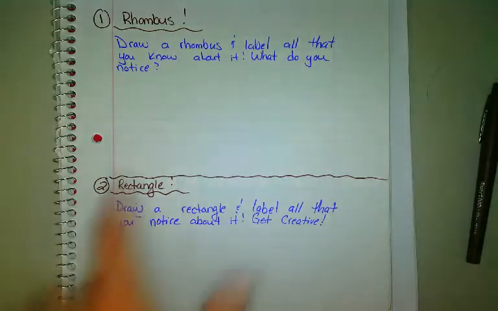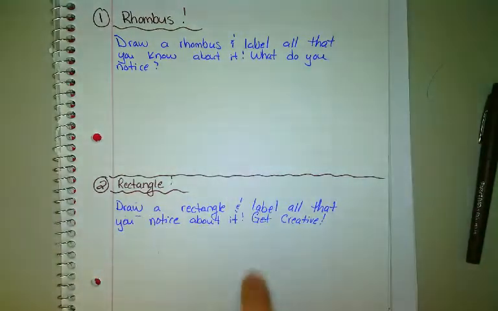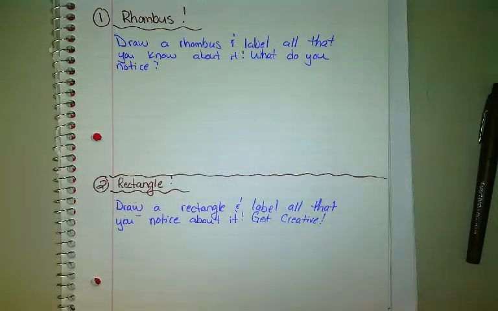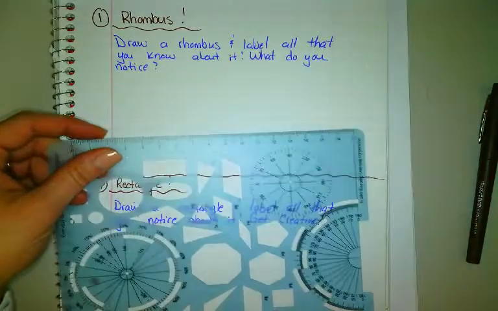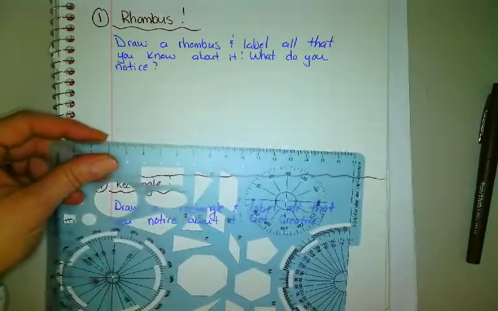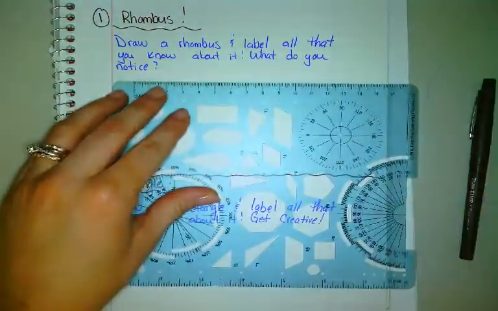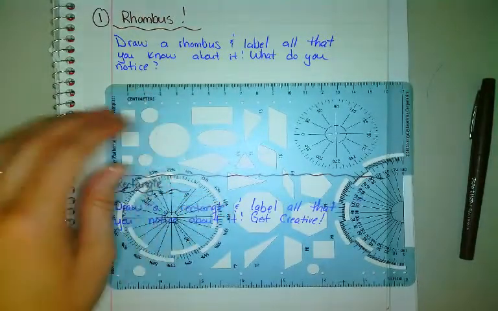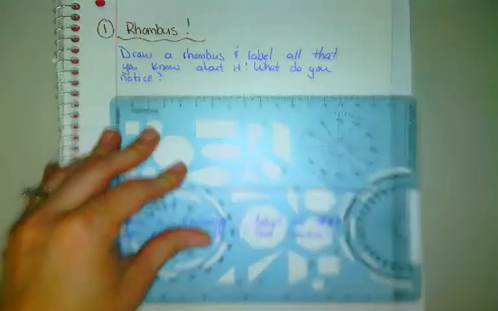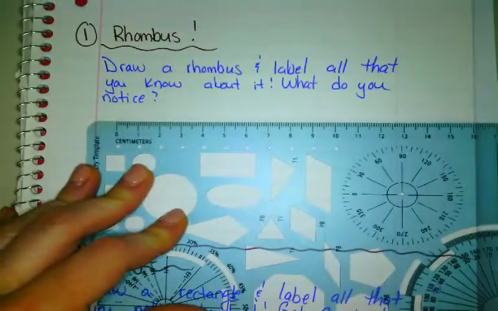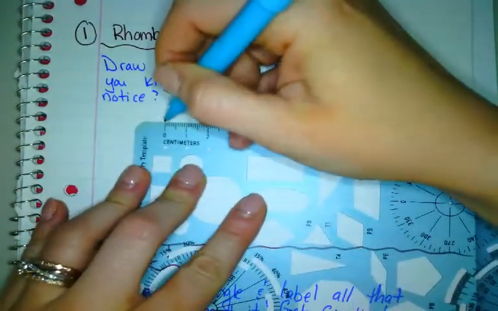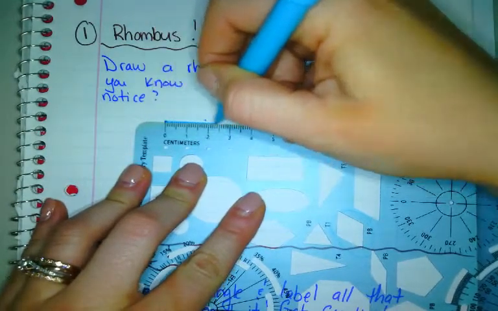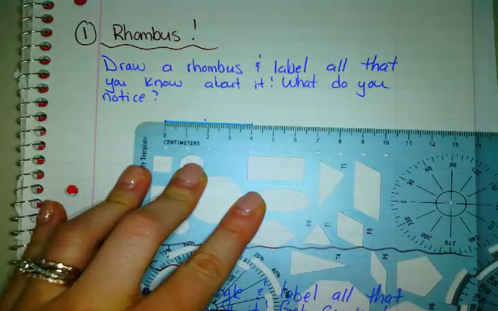Now I'm going to draw a rhombus and then I'm going to have you guys do the rectangle. I'm not going to do that example for you. The rhombus up here, I know that a rhombus has to have opposite sides parallel and all of its sides have to be the same length. So I'm going to start by drawing using my centimeter side of my template, I'll zoom in a little bit here for you. I'm going to start at 0. I'm going to go over 4 centimeters.